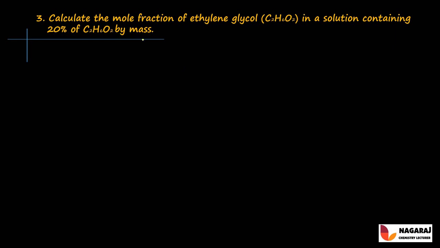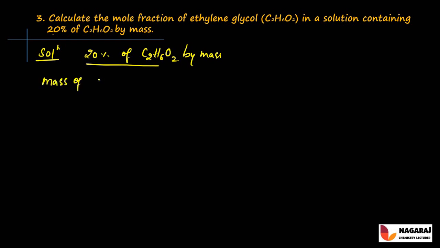So here they have mentioned that there is 20% of ethylene glycol. So what is this 20% of ethylene glycol? That is 20% of C2H6O2 by mass. That indicates that the mass of C2H6O2 is 20 grams, right?